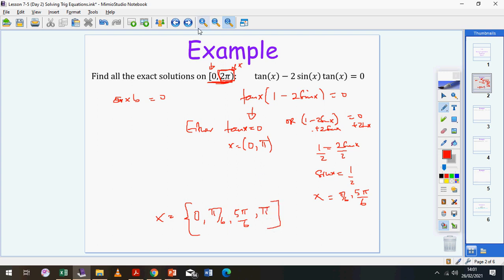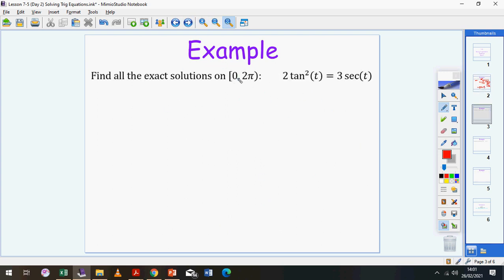Next example, 2 tan squared t is equal to 3 secant t. Now this is relating a tan function with a secant function. I hope you remember that 1 plus tan squared of x is equal to secant squared of x. So I can express this in terms of secant.